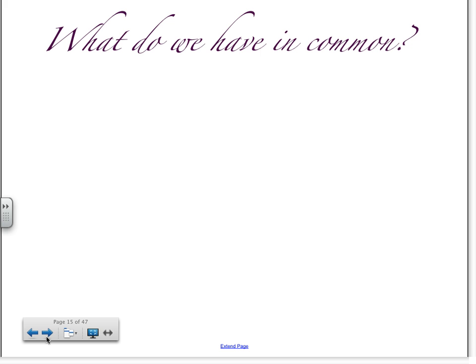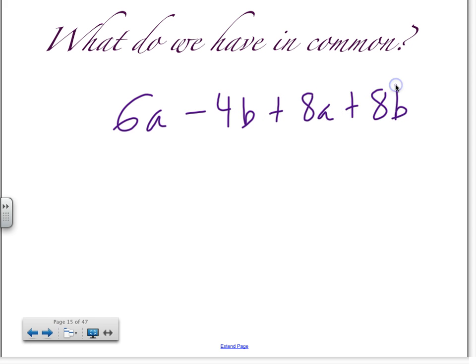For example, if I translate that back now into a mathematical expression, for example, 6a minus 4b plus 8a plus 8b, can you do that? What does it say? Combine them. Look for commonality. Do we see anything in common? Yes. Yeah, what are they? 8a and 6a. Okay, so you say 8a and 6a because they all have a's, right?